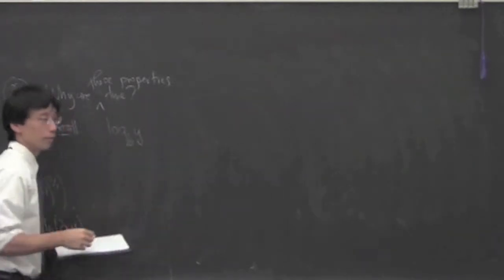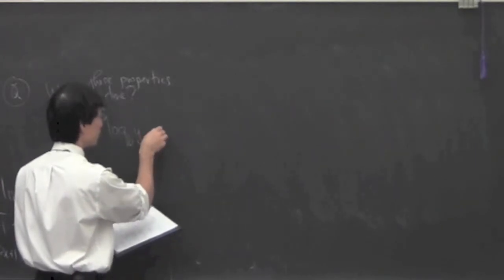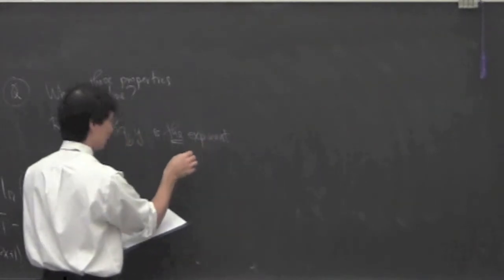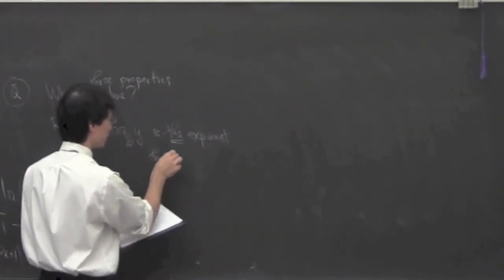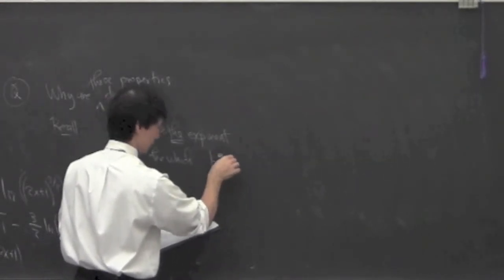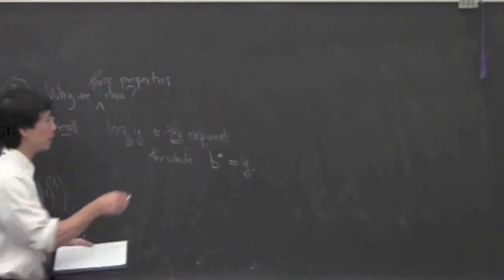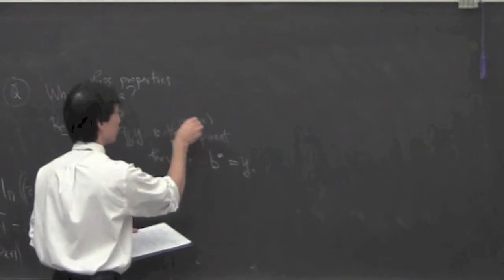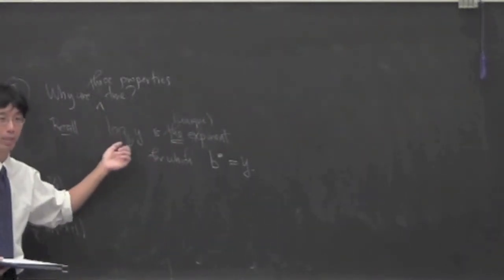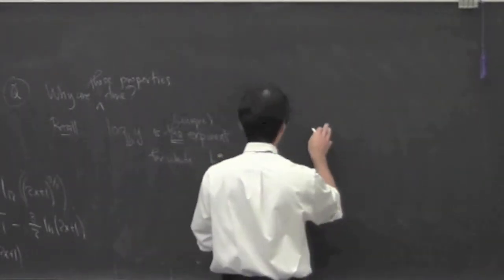Remember what log of y is. Log of y is the exponent, the unique exponent for which b to that exponent is y. It is the only exponent, the only number, that has this property.